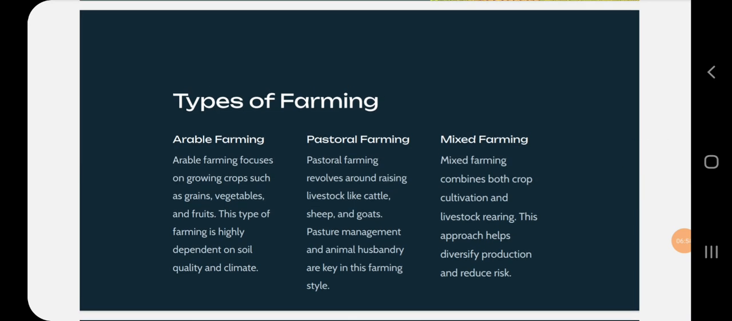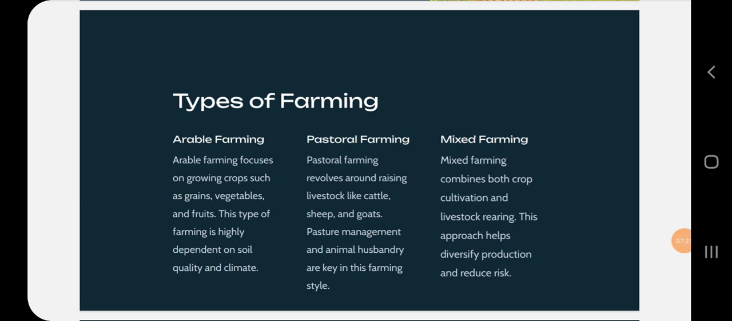Types of farming. So these are the three main types of farming: arable farming, pastoral farming, and mixed farming. Arable farming focuses on growing crops such as grains, vegetables, and fruits. This type of farming is highly dependent on soil quality and climate.